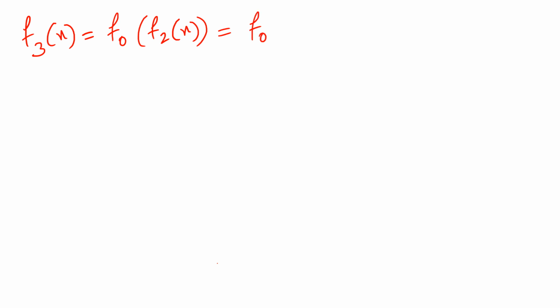Now students, if I find the value of f3 of x by putting n equal to 2 in the given relation, it becomes f0 of f2 of x. Now we know that f2 of x is equal to x, so it becomes f0 of x, which is 1 upon 1 minus x. Now similarly, I can find the value of f4 of x by putting n equal to 3 in the given relation.